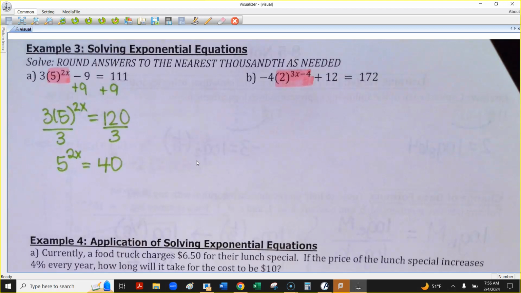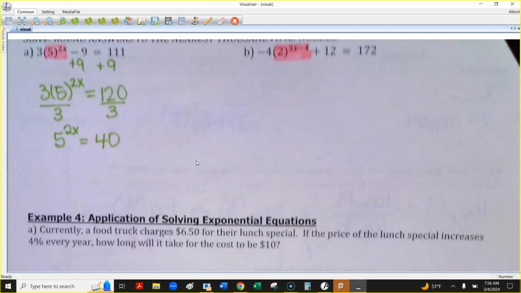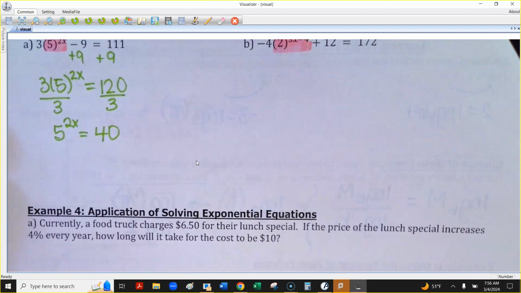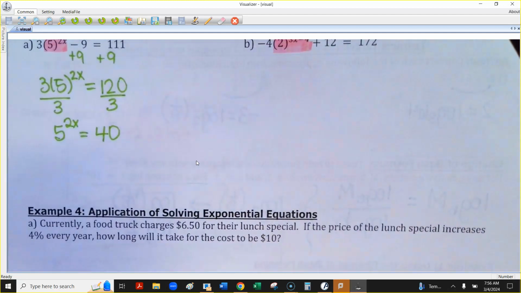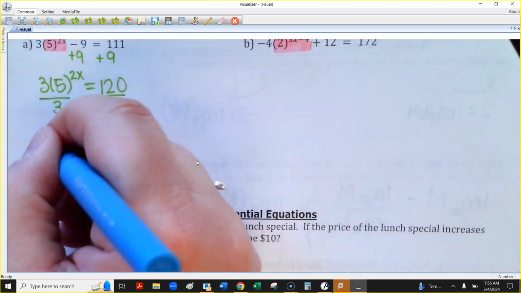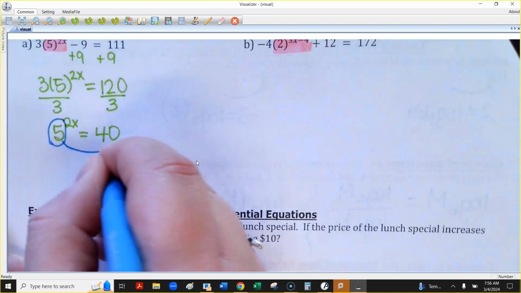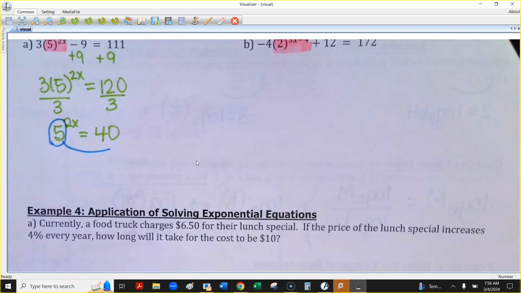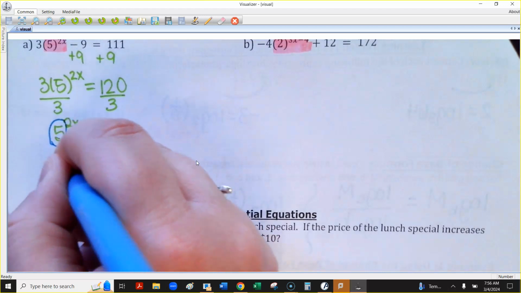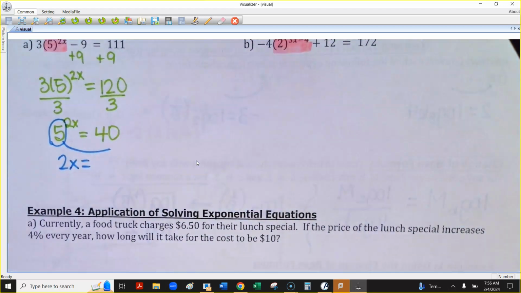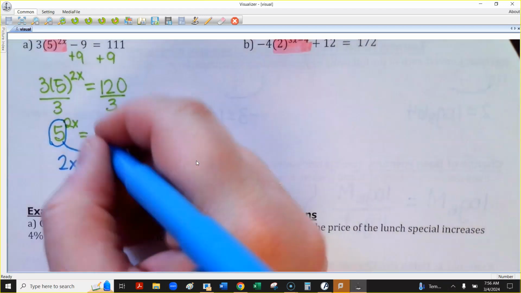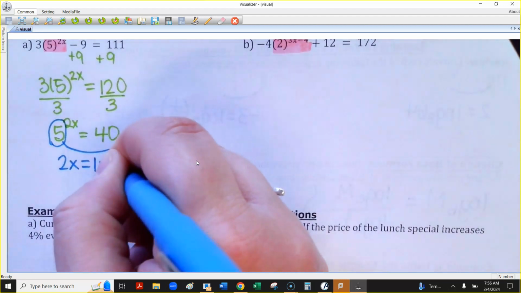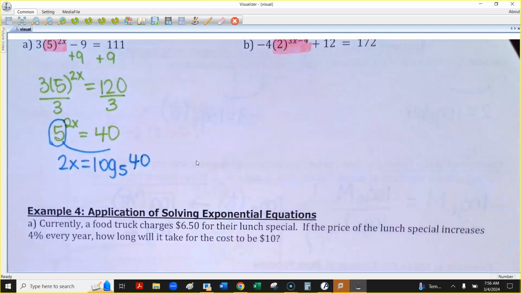Okay, now once you're there, you can take the log of both sides, put that 2x down in front, or you can convert it to a log. It's your choice. I'm just going to go ahead and convert this. The base of my exponent is going to swing over to the other side. When you pull that over to the other side, you're going to drag the exponent down on the level with the rest of the equation. And that base of that exponent is 5, so that's going to be log base 5 of 40.